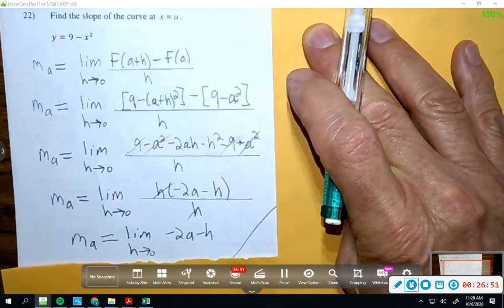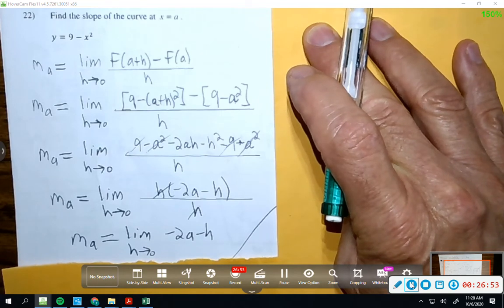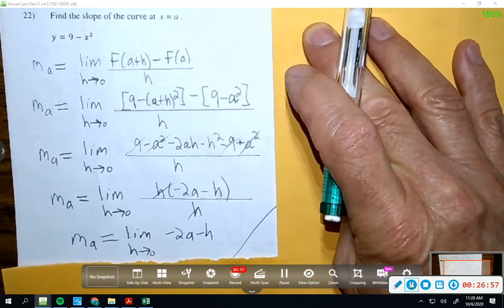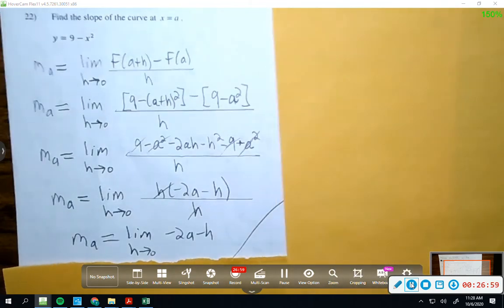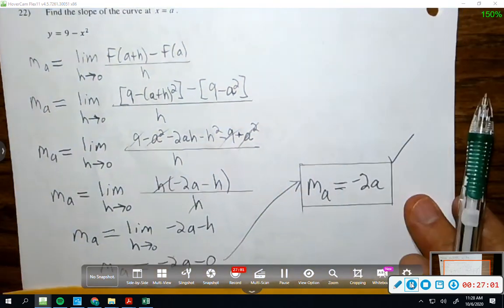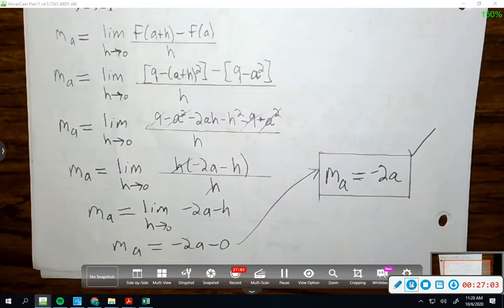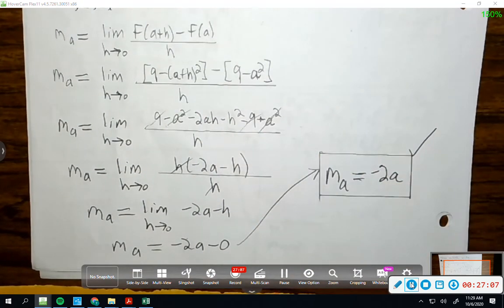Once h is canceled out of the denominator, just take the limit. Plug 0 in for h. Negative 2a minus 0 is negative 2a. There it is. So the slope of that parabola when x equals 5 is negative 10. I can find any of them just like that now that I have the slope generator.